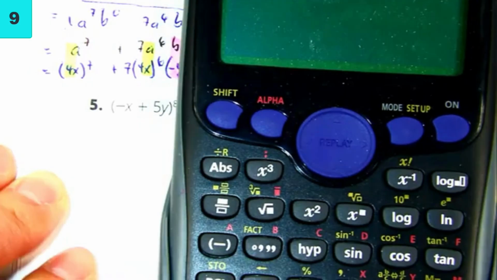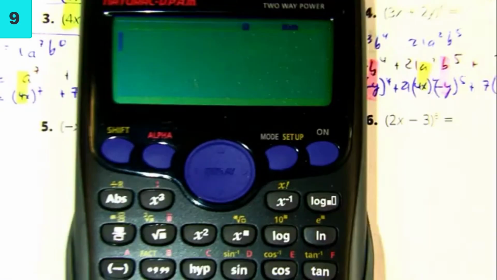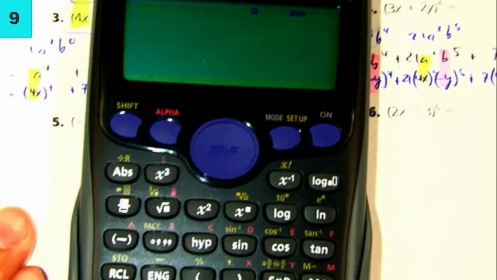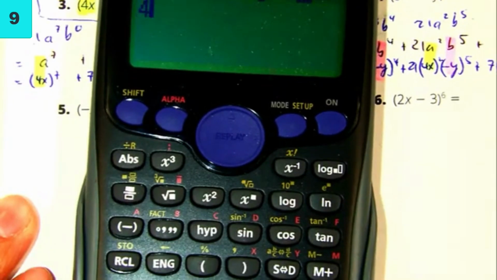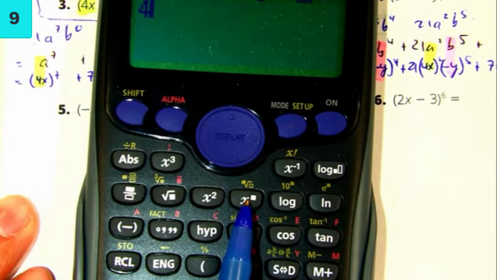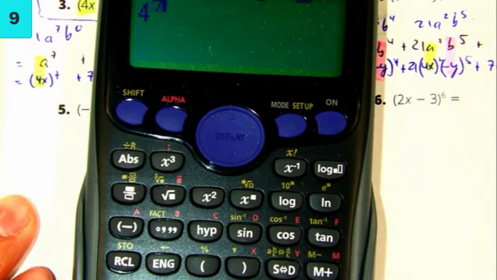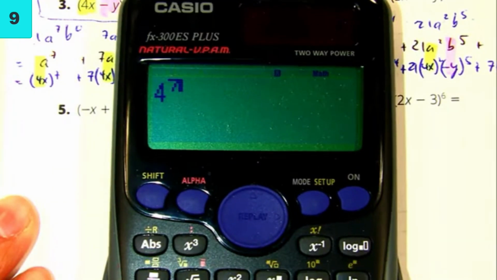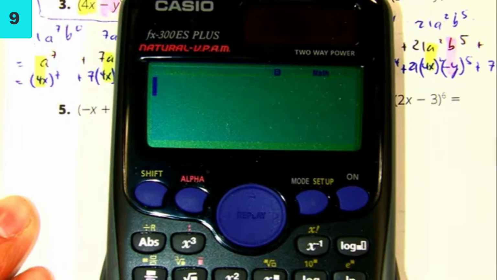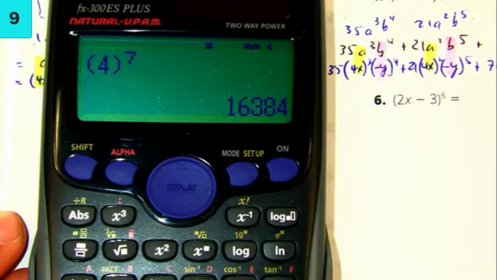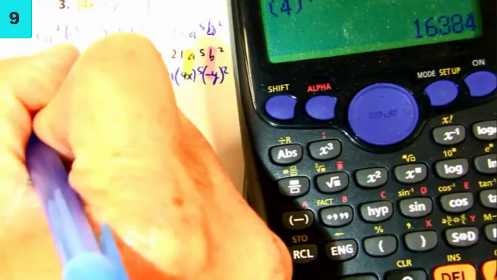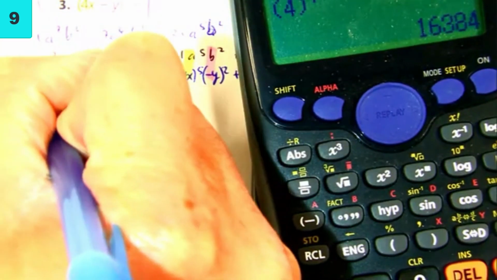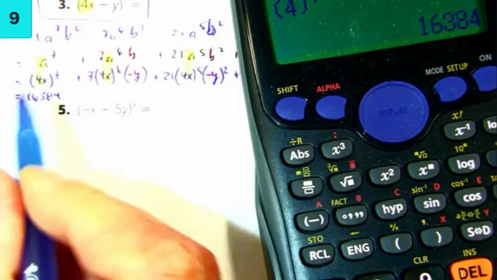So on your calculator, there are a couple of ways I'll show it to you. On my calculator, I'm going to type in 4, and then this is my exponent button right here. And you have something to the 7th power. Now let's practice putting those in parentheses. 4 to the 7th power, and that's going to equal 16,384. And that is x to the 7th power.